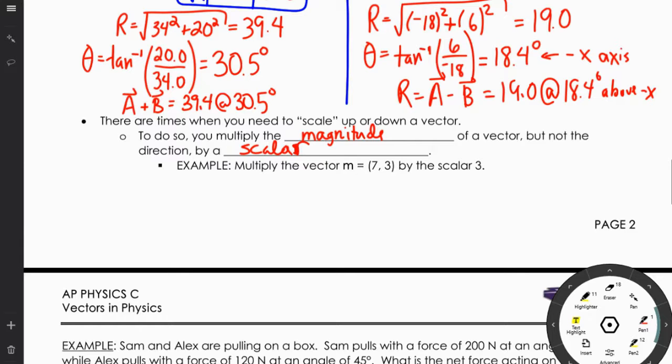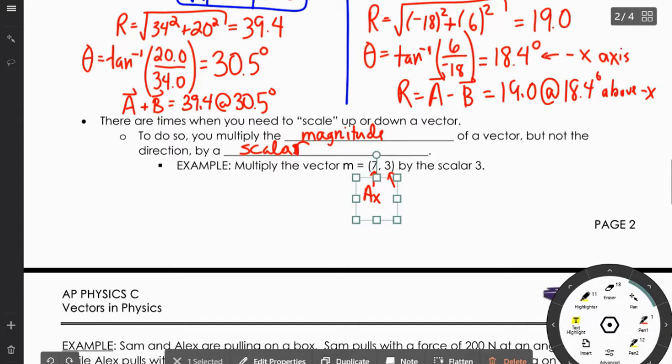So here we're going to multiply the vector m, which is equal to 7, 3. So what this means is I've got an x component of 7. In fact, this would be not a, but m, because we name our vector here.